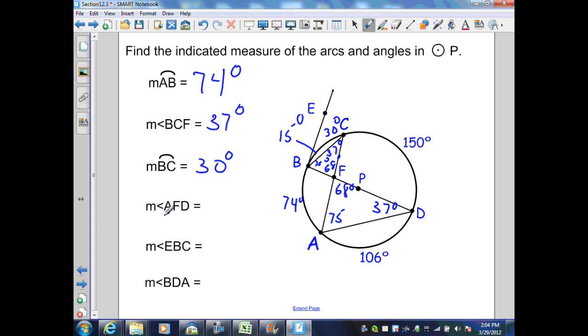The measure of angle AFD. AFD is 68 degrees. The measure of angle EBC. EBC is 15 degrees. And angle BDA. BDA is 37 degrees.